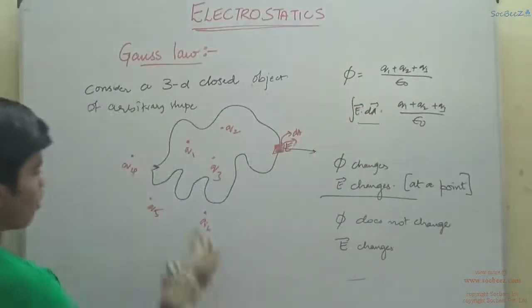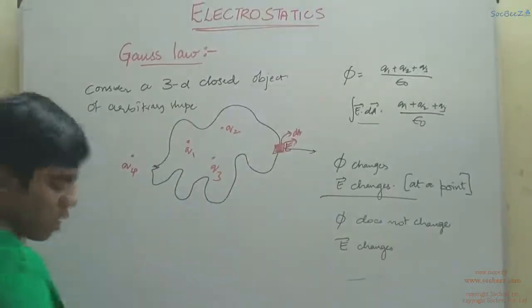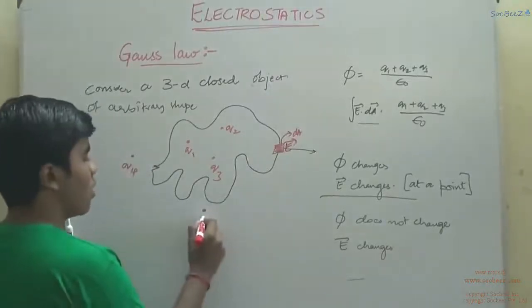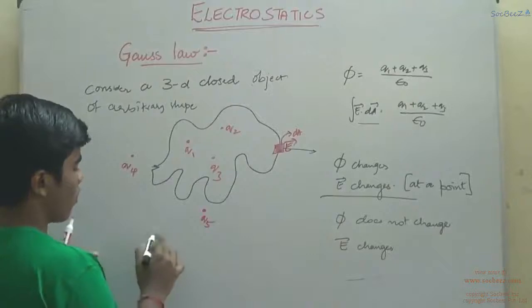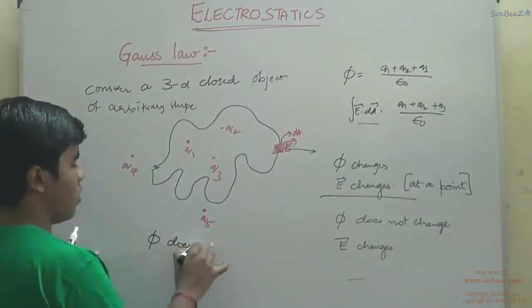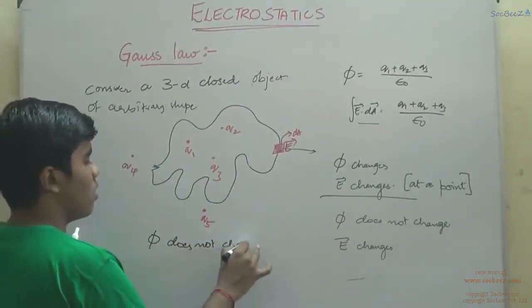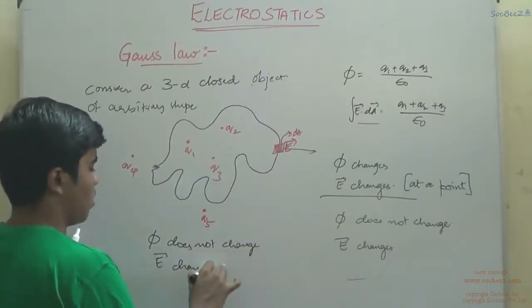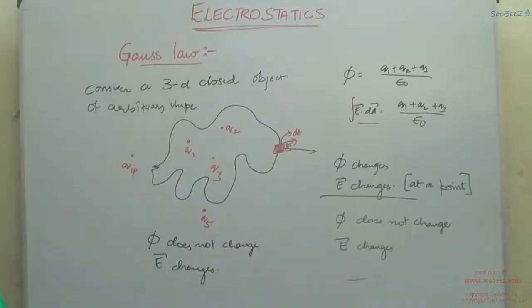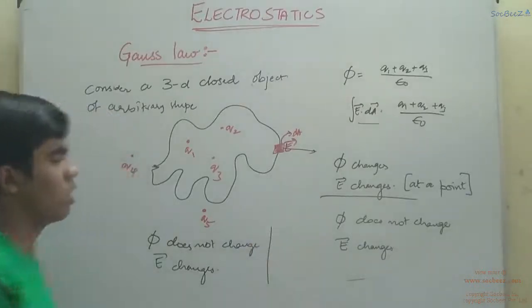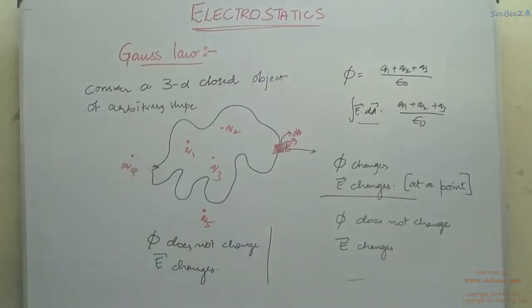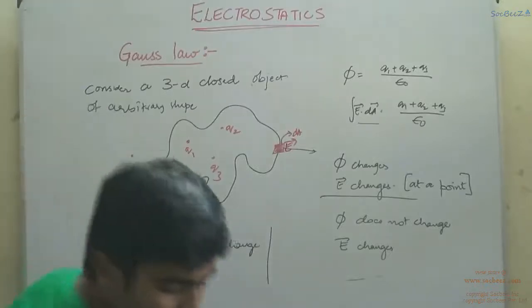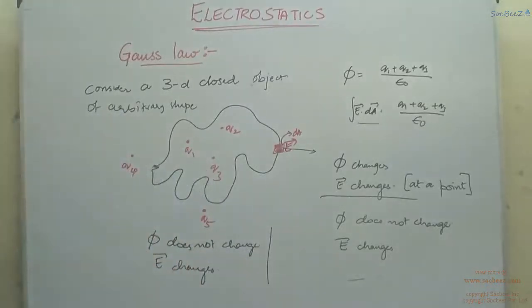Now there is one more scenario wherein I just relocate this charge. Initially it was here, now it is here. In this case also, phi does not change, but the electric field changes. There are a few misconceptions about this topic which we have to take care about while answering any type of question. Now, a general question which occurs to our mind is, what is the use of this Gauss law?